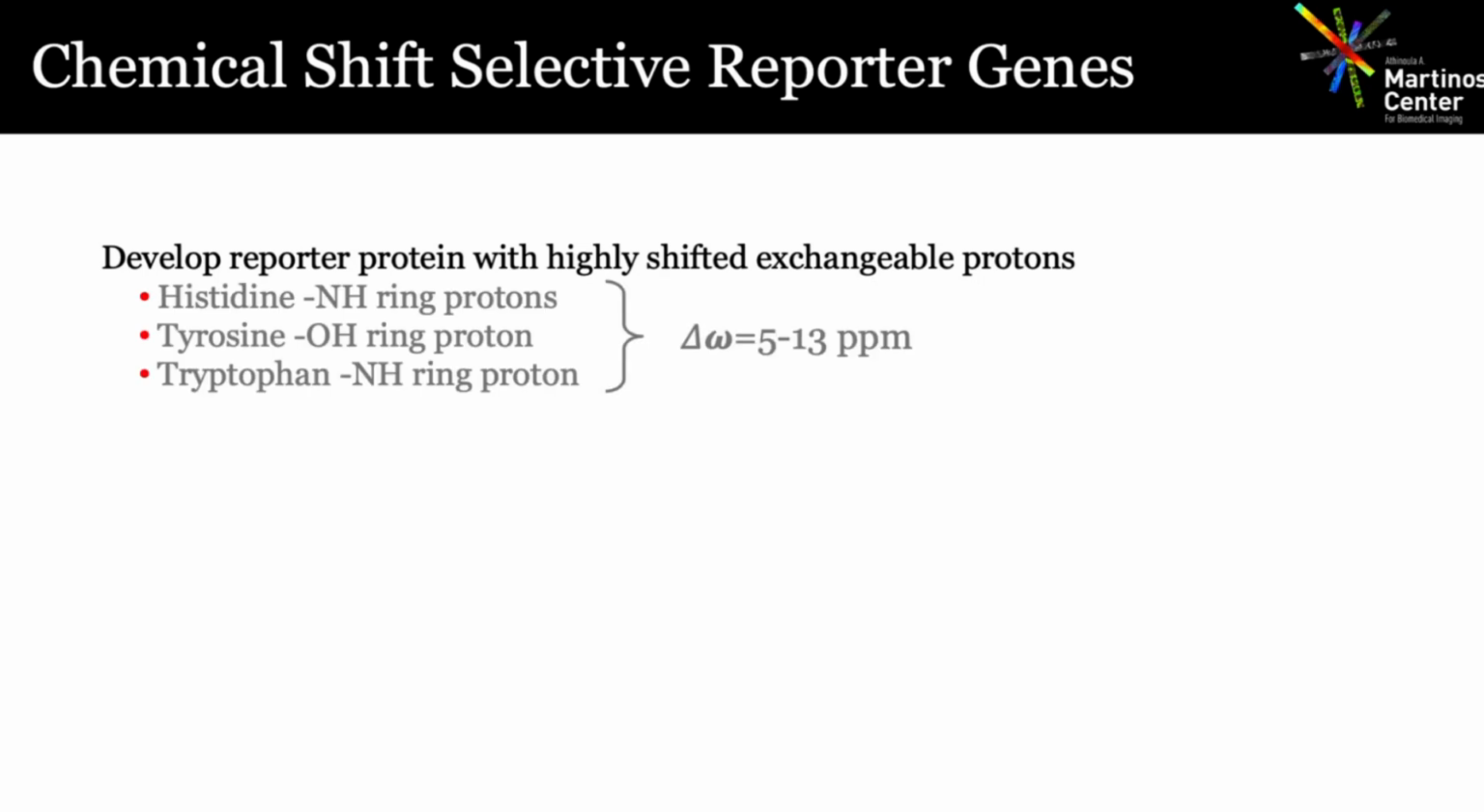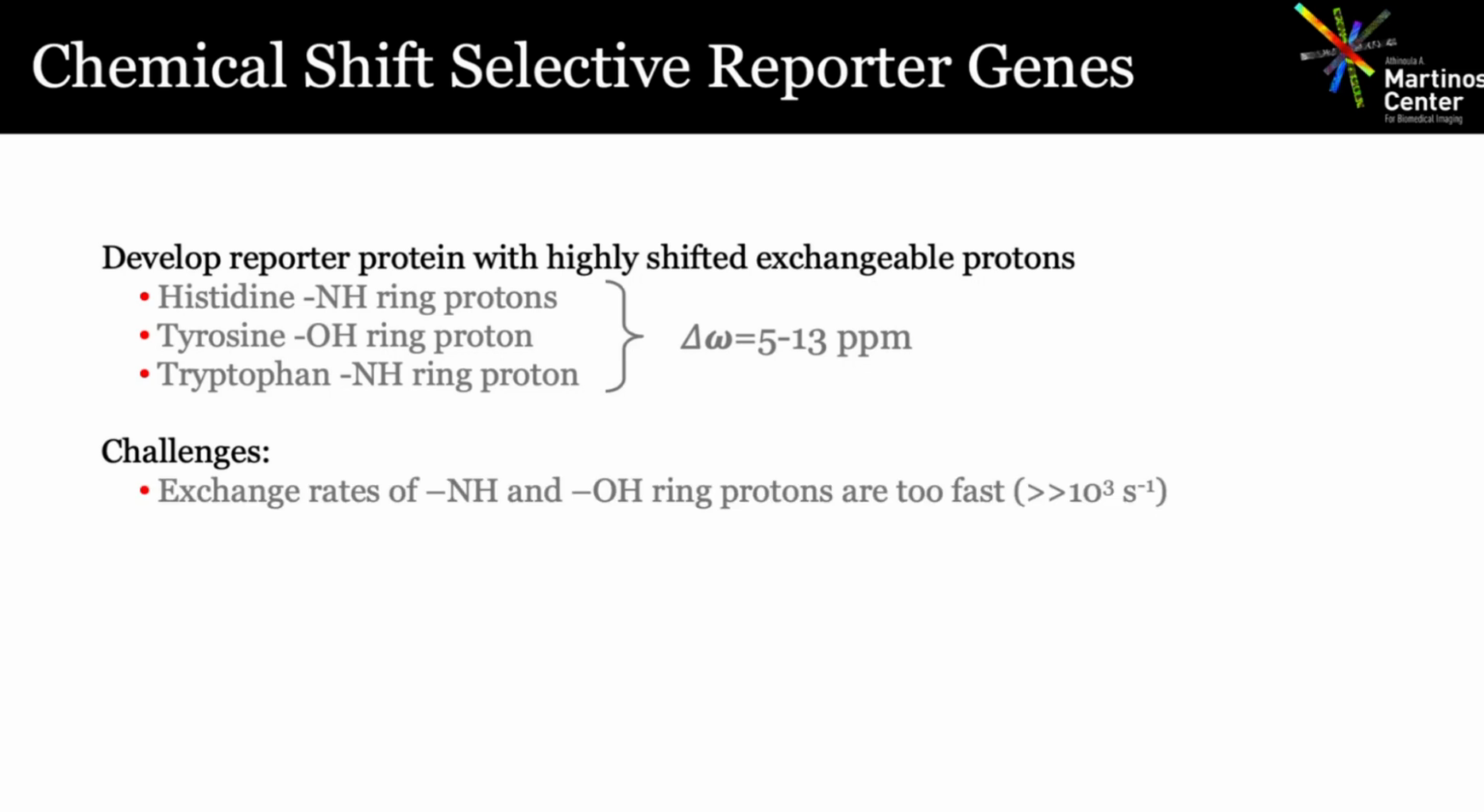So if you wanted a protein that's expressed endogenously, we're limited. There aren't many candidates, but basically what has large chemical shifts? Well, a lot of aromatic ring protons. So histidine imidazole NH ring protons, the tyrosine phenyl OH, tryptophan indole NH protons. All can have shifts anywhere from 5 to 13 ppm from water.